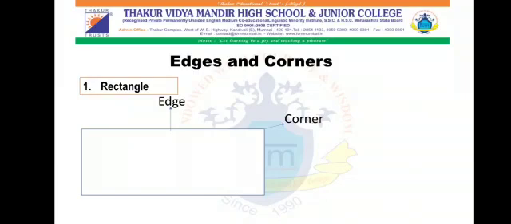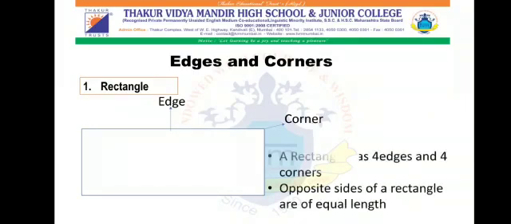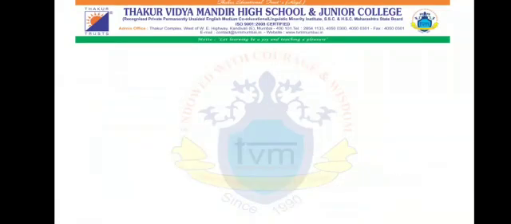So accordingly, a rectangle has 4 edges and 4 corners. Now observe that shape properly. Can you all see something? The opposite sides of a rectangle are of equal length. Now let us go to a second shape.